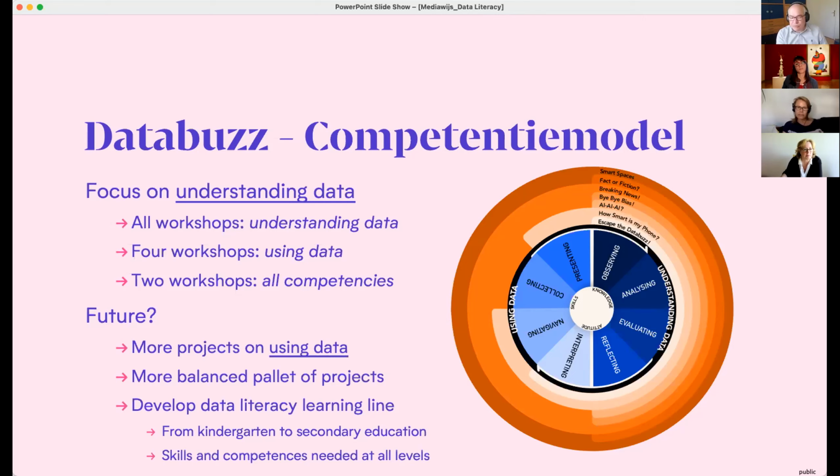Something that we have for media literacy: a learning line, which from kindergarten to the end of secondary education specifies per year, per grade, what kids should know about media literacy. Our ambition is also to develop this for data literacy, from kindergarten to the end of secondary education, so teachers know what skills and competences they could work on. And we also provide the resources for schools to work on these specific competences over all of these ages.